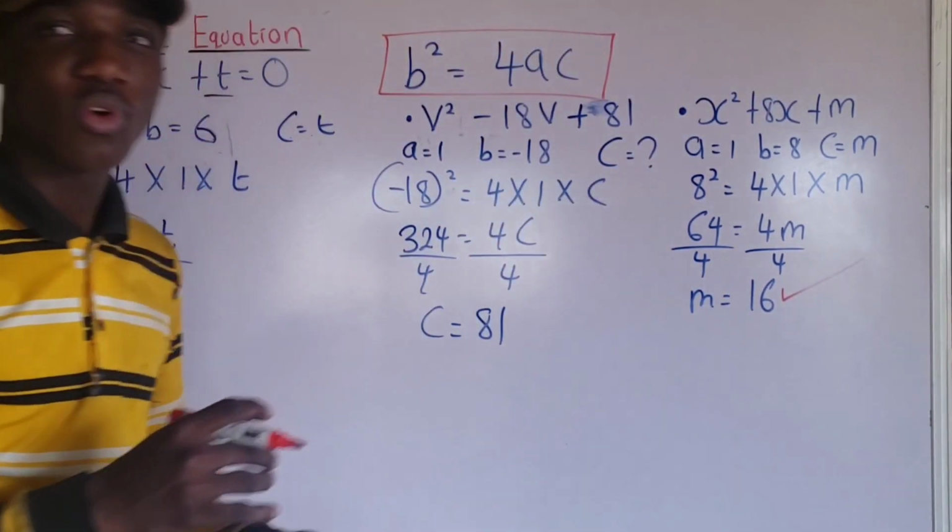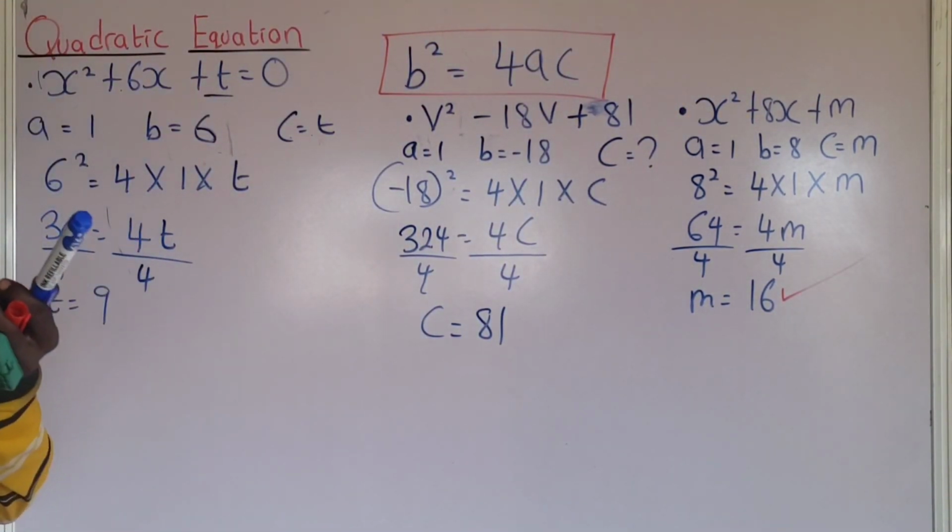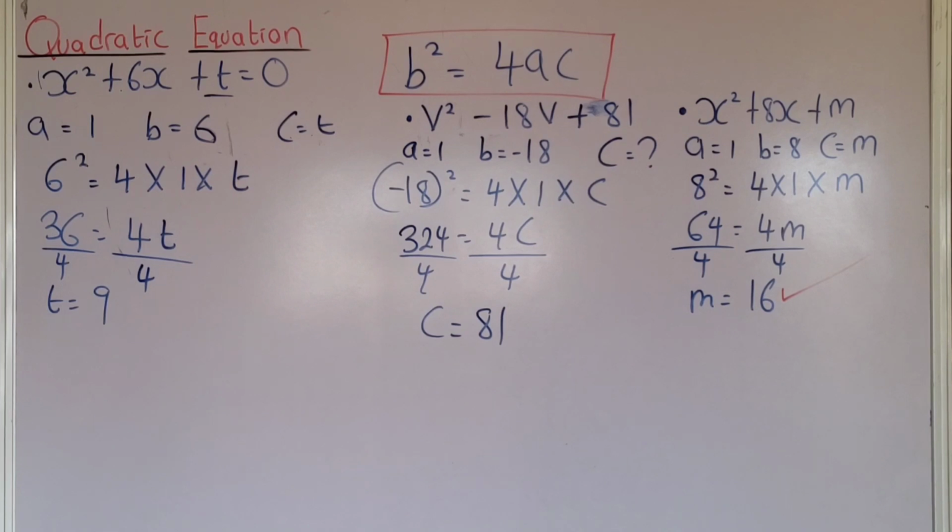Now, let me give you a test question. What must be added to x squared plus 5x to make it a perfect square? That's the test question. What should we add to x squared plus 5x to make it a perfect square? You can drop the answer in the comment section, and let me just give you the answer.